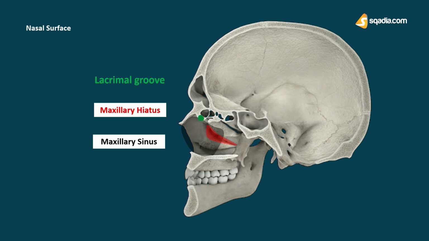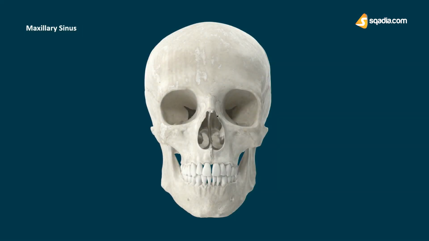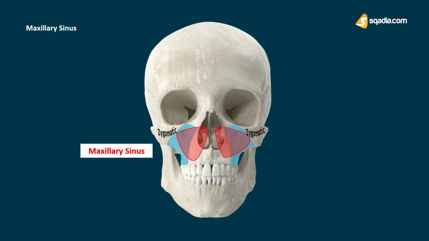A sinus is a hollow space in the bones around the nose. There are two large maxillary sinuses on each side of the maxillary bones, which are present in the cheek area next to the nose. It is a large pyramidal cavity with its apex directed laterally towards the zygomatic process. The base is towards the lateral wall of the nose.